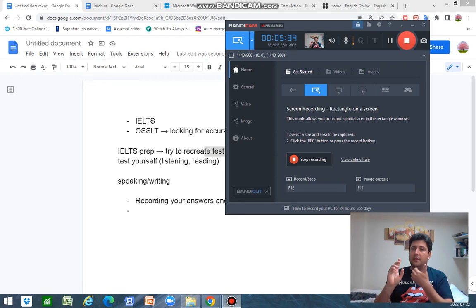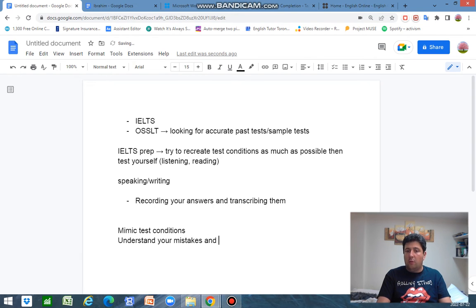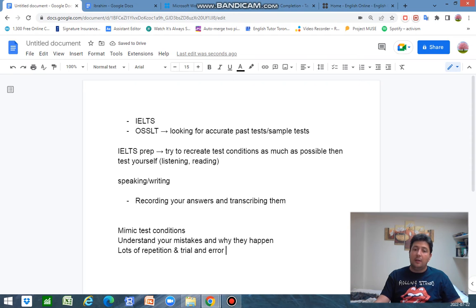So those are your three principles. Mimic test conditions, understand your mistakes and why they happen, and then lots of repetition and trial and error. Don't just do the same test over and over again and get 20 out of 40. Get your 20 out of 40, try to understand why, do it again, try to understand why.